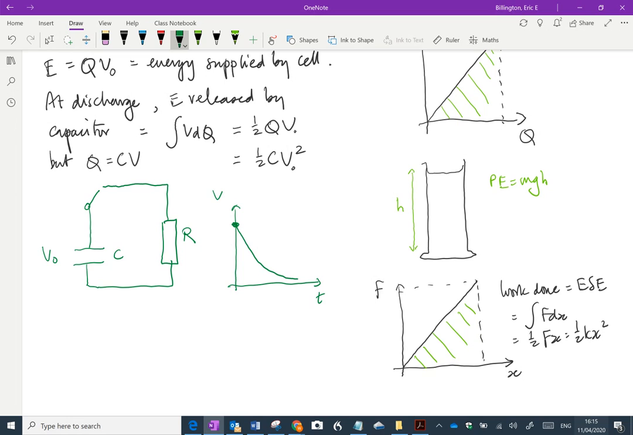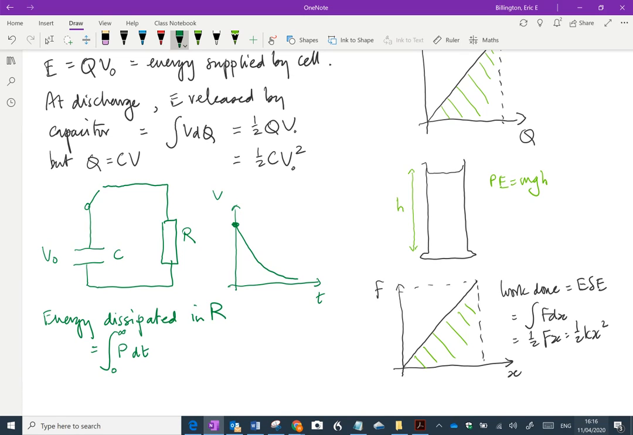And to calculate the total energy dissipated, the energy dissipated in the resistor, well, we know that P equals IV. But the current's changing and the voltage is changing, so power is a function of time. So if we're going to calculate the energy dissipated, we're going to have to integrate the power with respect to time from time t equals 0 right through to time t equals infinity.